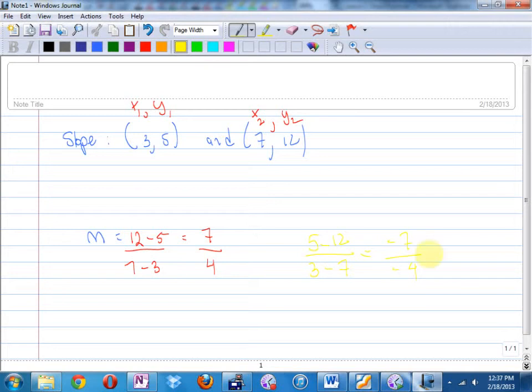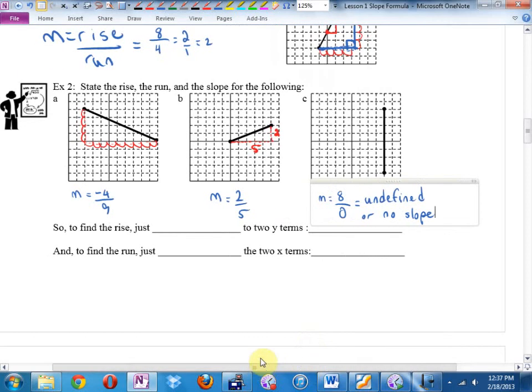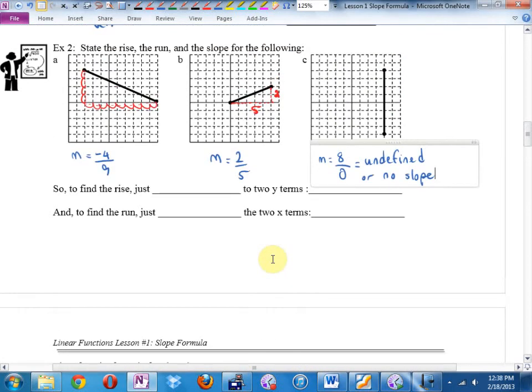We're going to solidify this. So back to our notes. You can pick your pencils up again. If I want to find the rise, just subtract the two y terms. If I want to find the run, just subtract the two x terms. Put your pencils down for a second.